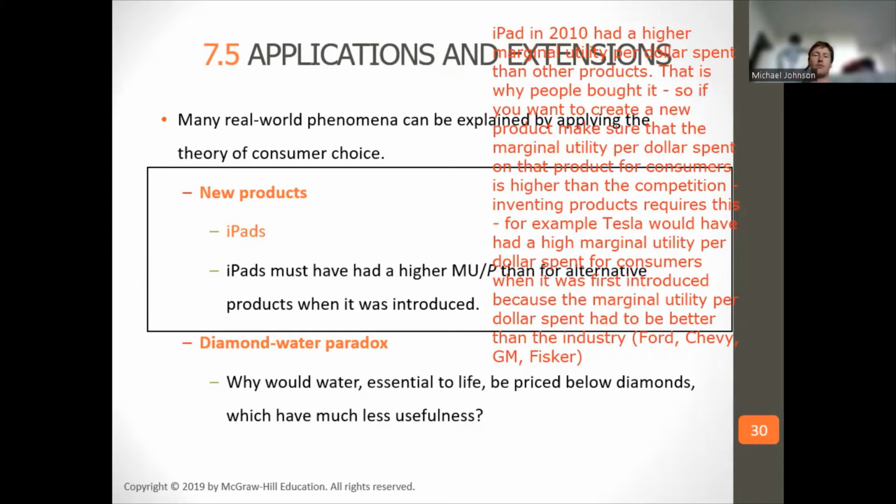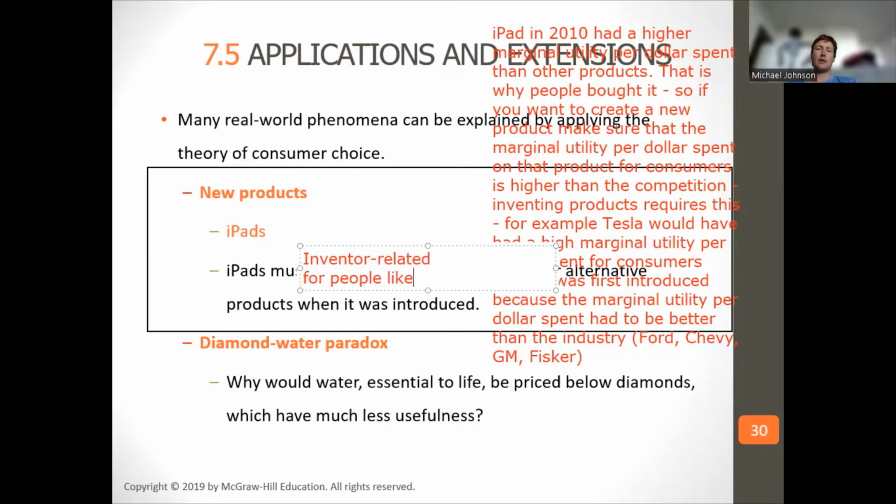You could also resell products from AliExpress. That could be a good business. This is not always true. This is just for new products. I would say this is more focused on inventors. This is more inventor related, so don't get intimidated by this. It's for people like Elon Musk, Jeff Bezos, Bill Gates, and Mark Zuckerberg.